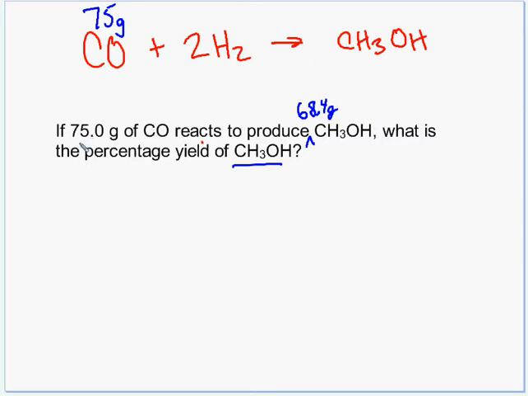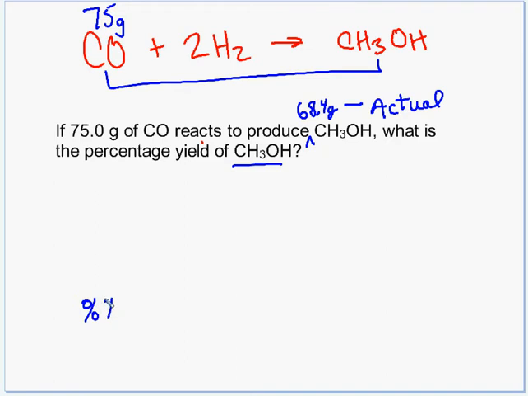So it gives us what we start with of our reactant, and it's saying it's producing 68.4 grams of this. So our box goes to that. This is our actual yield, what we actually produce. We started with this, and it actually produced 68.4 grams.